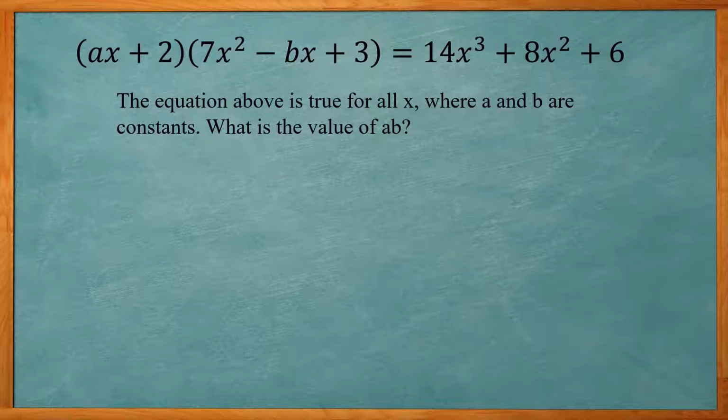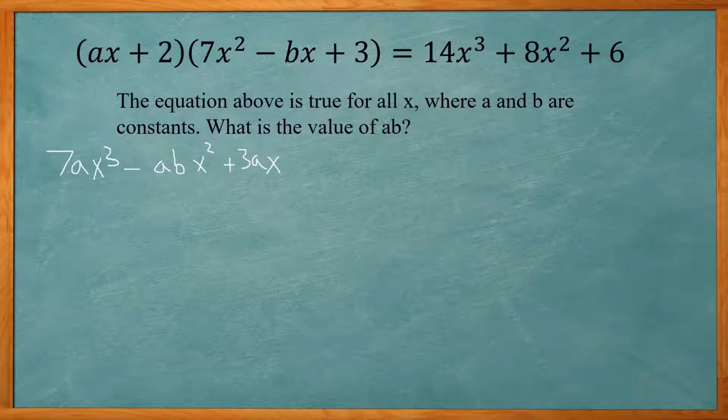So if you weren't paying attention, you would just multiply out this left-hand side. So that'll give me 7a x squared. And then ax times bx would be negative ab x squared. Sorry, this first one is x to the third power. 7a x to the third minus ab x squared plus 3ax.